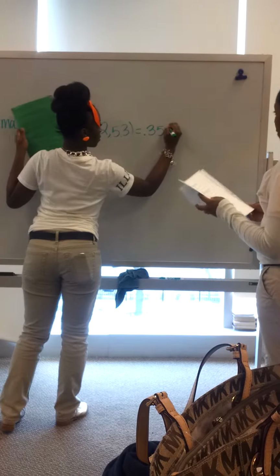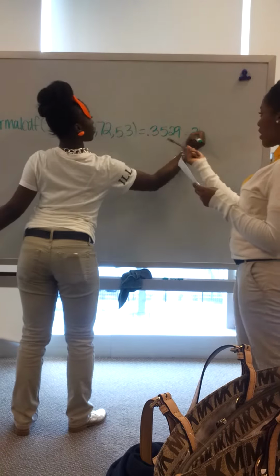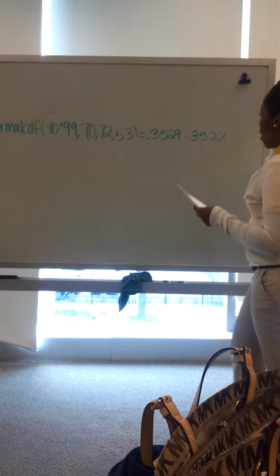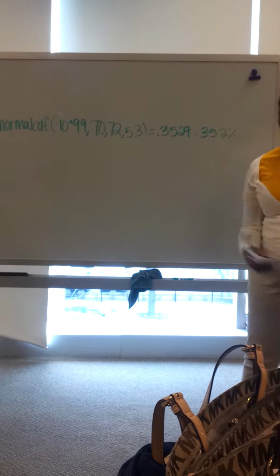In this case, B is 70, and the mean is 72, and the standard deviation is 5.3. So when you calculate that, you get 0.3529, and it equals 35.2%.